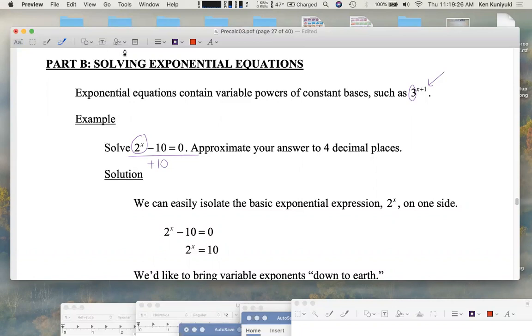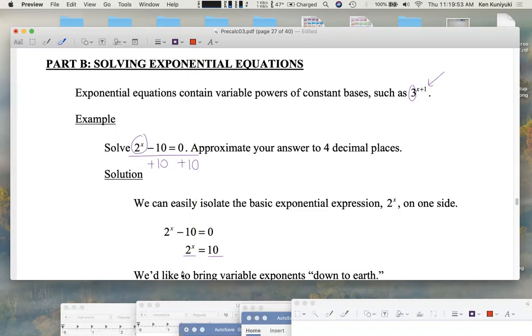If you say move 10, then you're in danger of messing up your sign. So we're going to add 10 to both sides of this equation. And we get 2 to the x all alone equals 10. Okay, we can solve this in a couple of ways. First, I'll show you the mathematician's approach.